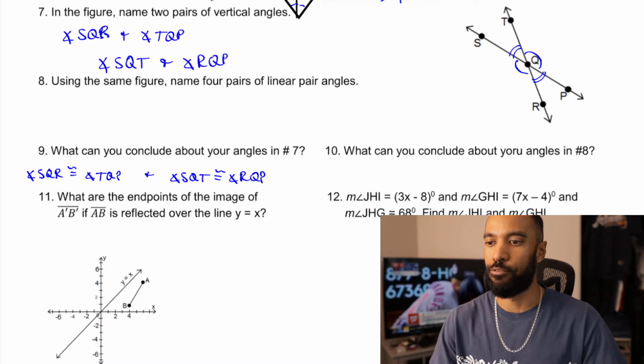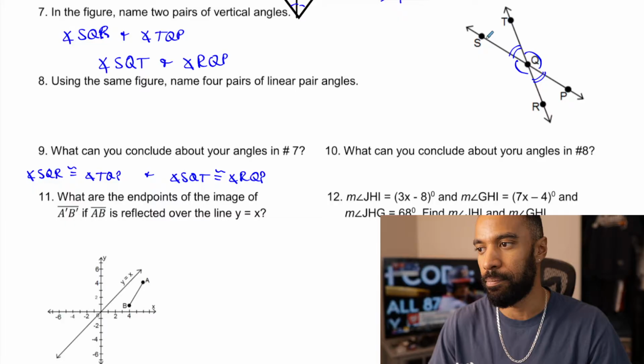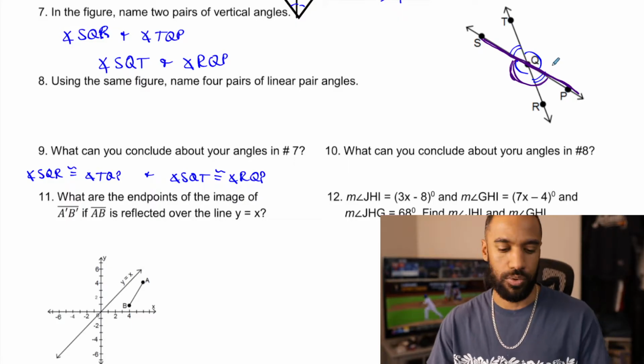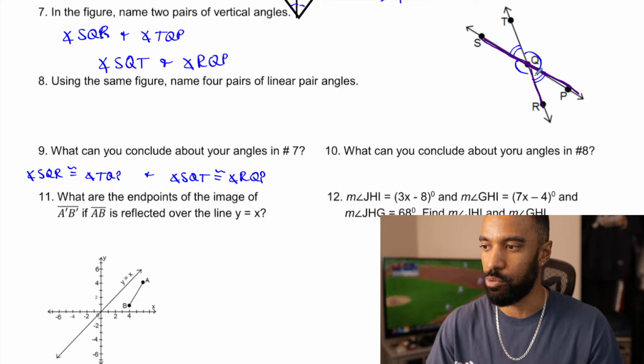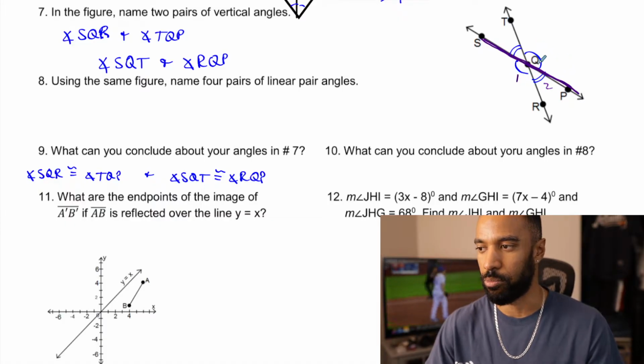Using the same figure, name 4 pairs of linear pair angles. A linear pair, straight up. Notice this straight angle right here. You might call it a straight line, but notice how it is straight. It's this angle that opens up to 180 degrees. When you cut it with this part right here, you built 2 adjacent angles, SQR and RQP. That's known as a linear pair. Angles 1 and 2 right there are a linear angle pair.